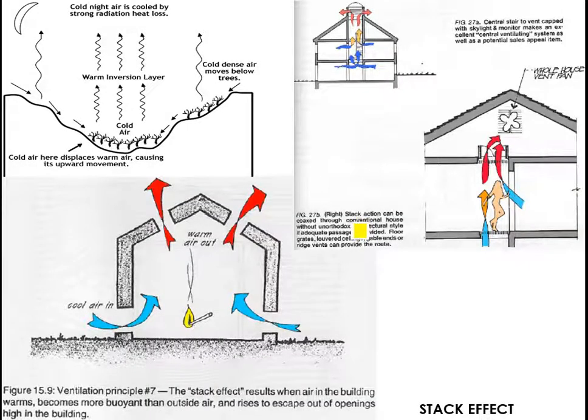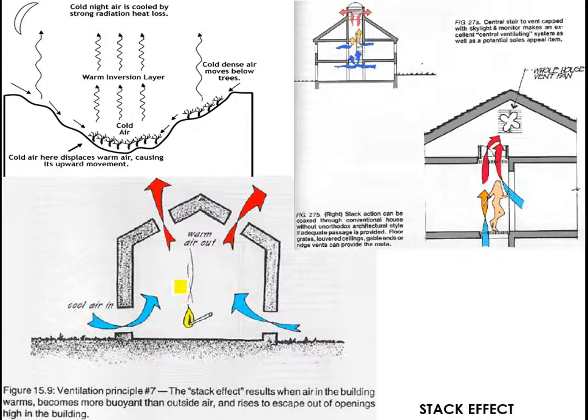So if you see the ventilation principle, the stack effect results when the air in the building warms and becomes more buoyant than the outside air and rises to escape out of the openings high in the building. So the air inside the building is getting heated up because of the radiation effects from outside the building. This heated air creates a buoyancy, which tries to push things outside. So it tries to push outside the building through the openings on the top of the building. So this is the natural phenomenon.